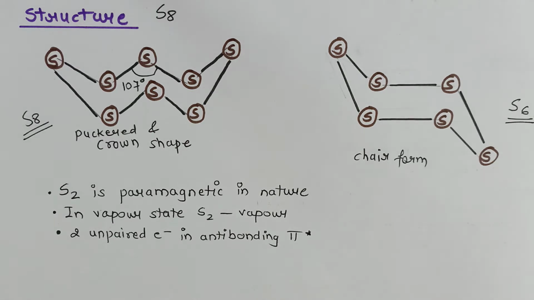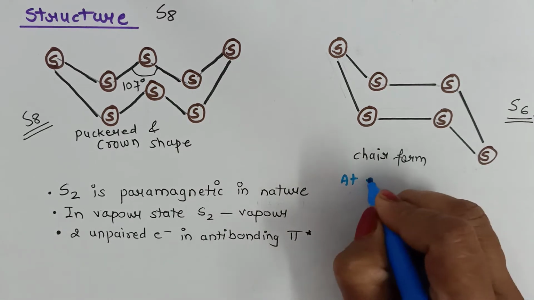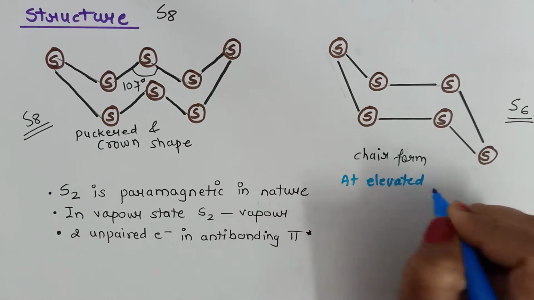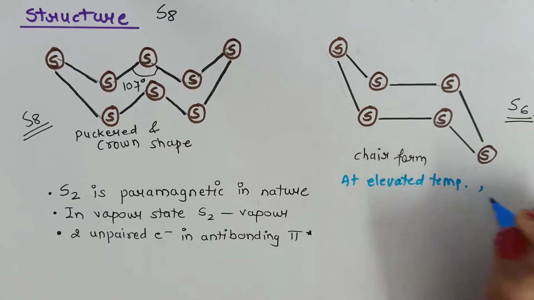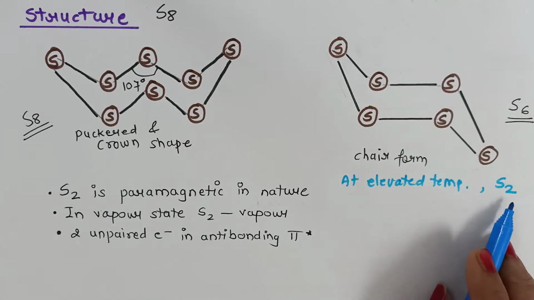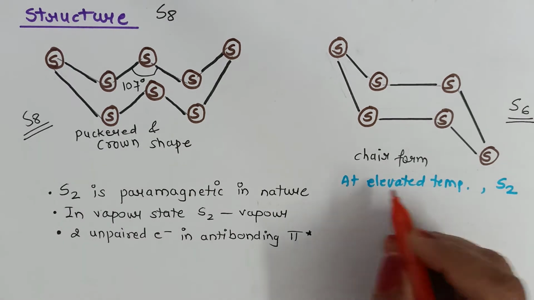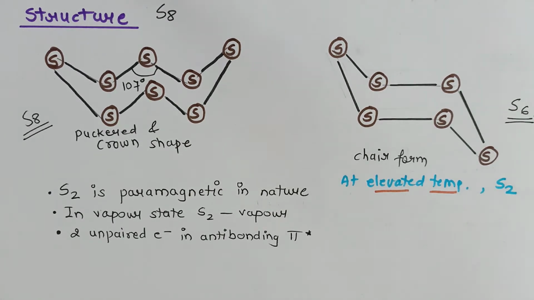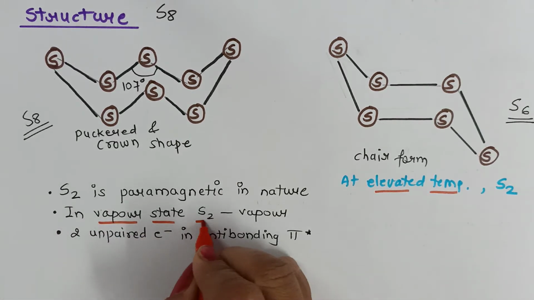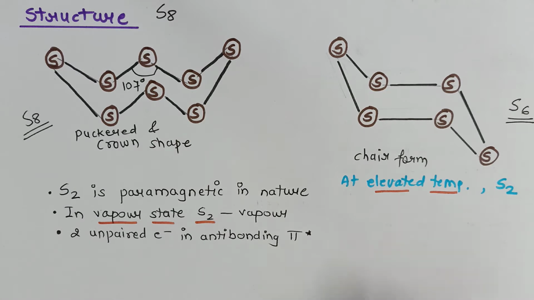But if we look at elevated temperature, sulfur exists as S2 and this has totally different characteristics from S8. Here we are talking about the elevated temperature. So at elevated temperature, sulfur exists in vapor state and that too in diatomic state, S2. So in vapor state, the sulfur molecule exists as S2 and it is paramagnetic in nature.